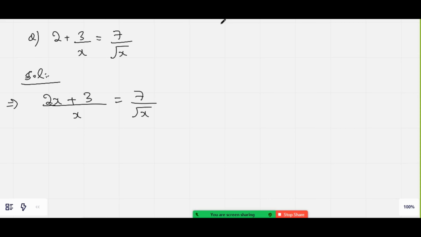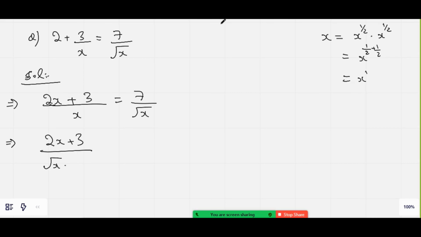Now you can notice that x can be written as the product of under root x 2 times. How? You see x is equal to, if I multiply x power half with another x power half, you add up the powers like this. Half plus half is 1, so you have x power 1. So x can be written as under root x multiplied by under root x. So 2x plus 3 upon, I can write my x as under root x multiplied by under root x, equals 7 upon under root x.